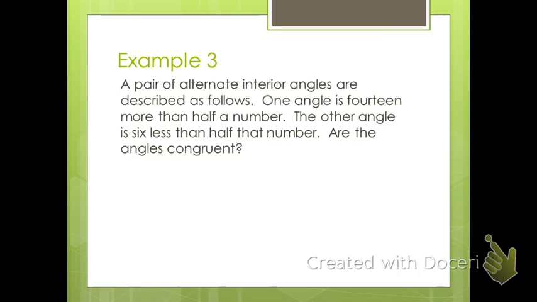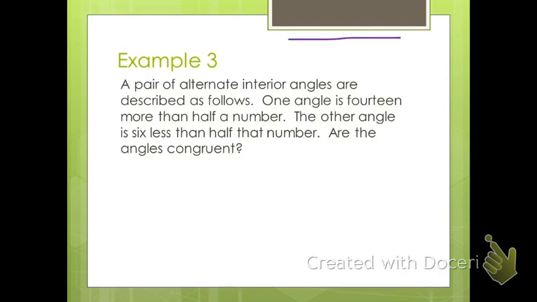Now we're going to look at another example. This one is not in your notes, but you can take notes on a blank sheet. So example 3. A pair of alternate interior angles are described as follows. One angle is 14 more than half a number. The other angle is 6 less than half that number. Are the angles congruent?